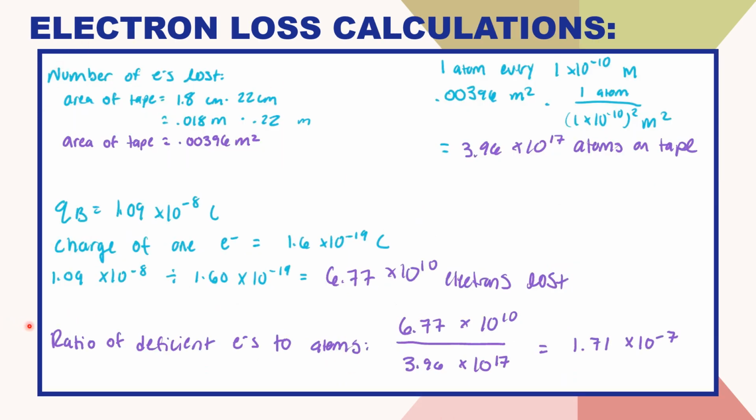In order to find the number of electrons lost, I took the charge I just found and then divided it by 1.6 times 10 to the negative 19th coulombs as the charge of an electron. In order to find this ratio here, I first found the area of the tape, used the diameter of an atom to find the number of atoms on that tape, and then took the ratio.